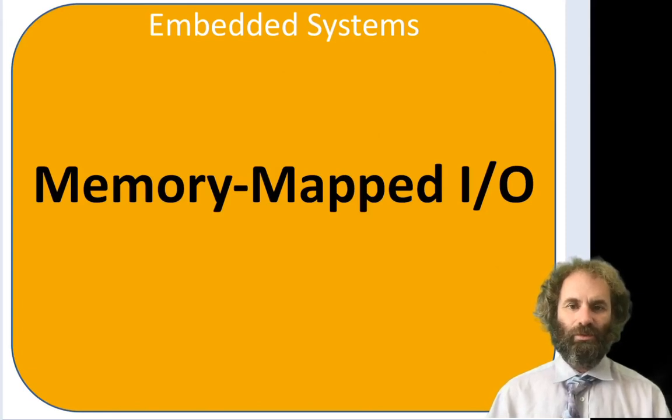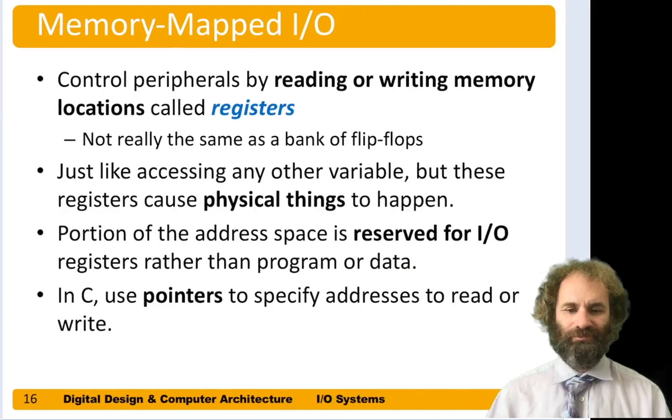Hello! In this video, we'll be talking about memory mapped input and output. Under memory mapped input and output, we control peripherals by reading or writing memory locations that are called registers. This is a little bit misleading term. They're not necessarily a bank of flip-flops, but they're someplace in memory where, by, say, writing to that memory location, we can cause physical things to happen in the real world, and by reading, we could measure the state of the real world. So part of the address space in our processor is reserved for I/O registers rather than for program or data. And in C, we use pointers to specify such addresses to read or write.